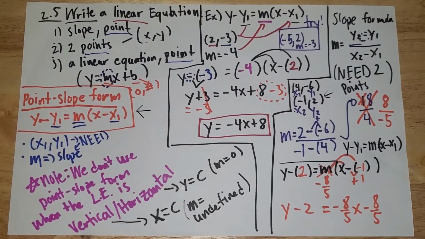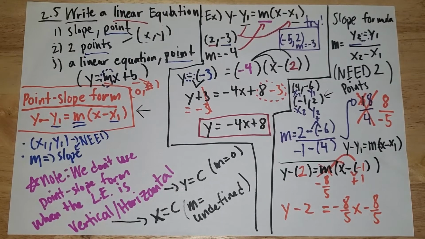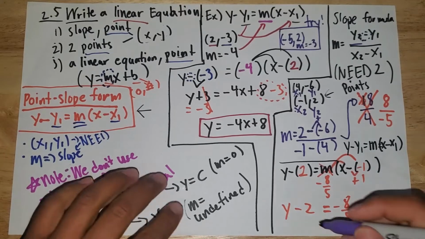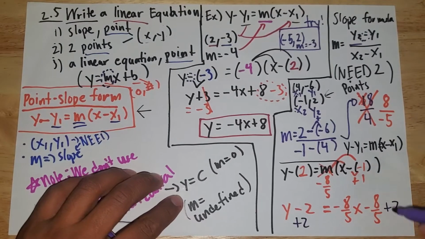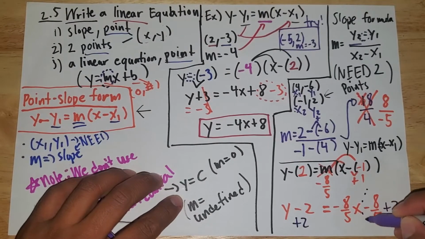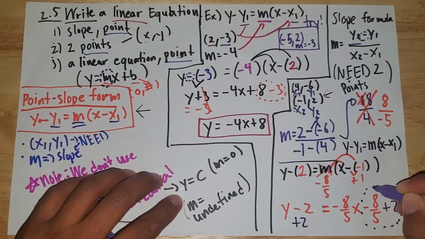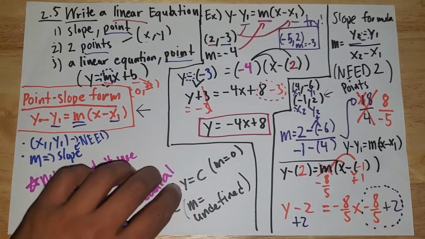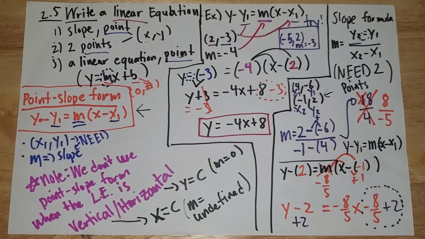Like I said on the previous one, the last part of the question asks you to write in slope-intercept form. So to do that, I need to add 2 to both sides. But these are both numbers. There's no variables in front of them. So I actually can combine like terms with this.